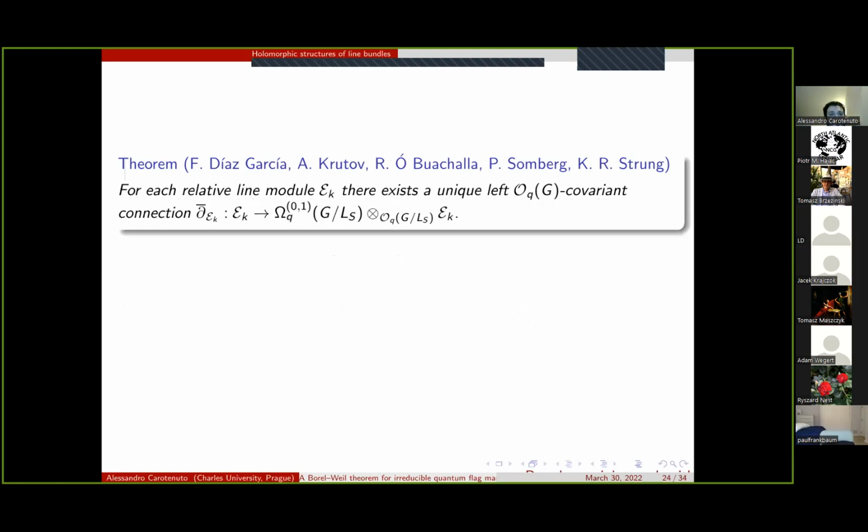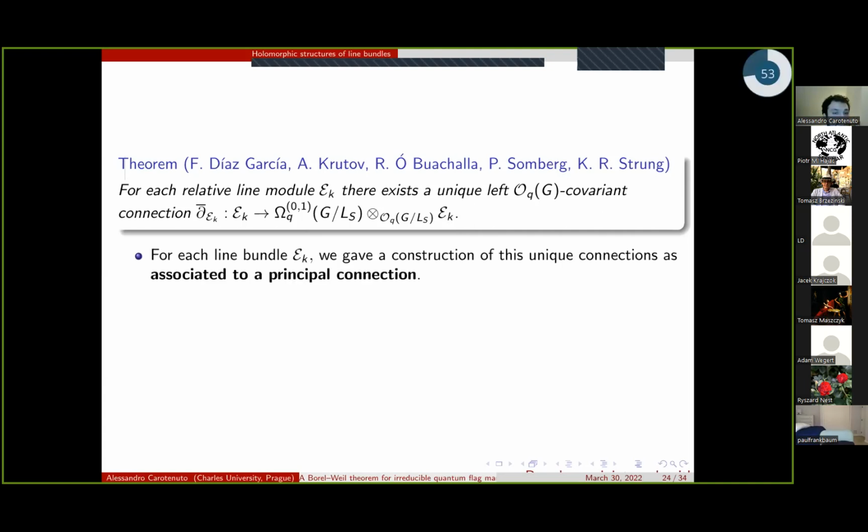Now we want to study the holomorphic sections for relative line modules. And as a matter of fact, we know from a theorem of a bunch of people here in Prague, Garcia, Krutov, Obokala, Somberg, and Strung, that for each relative line module, there exists a unique left OQG covariant connection over EK, which is... Sorry, so this is still a 0-1 connection, an anti-holomorphic connection, yes.